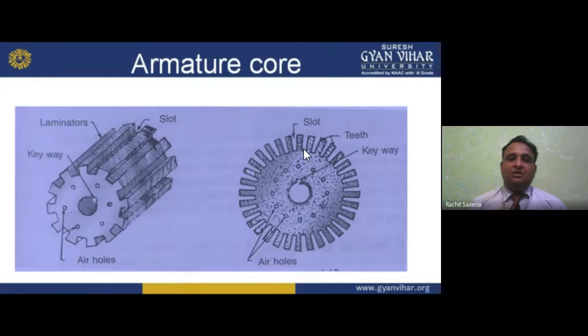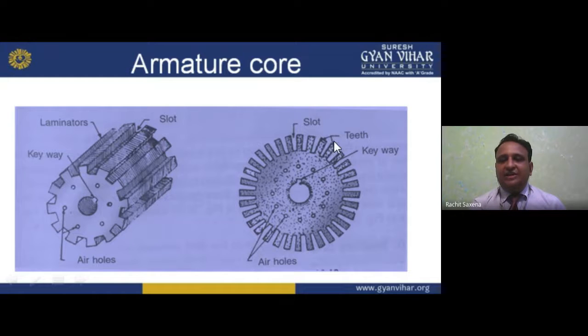Now, this is the armature core. Later on I will talk about this in more detail. See here, this is the armature core. This is the keyway to connect directly onto the shaft, and these are some slots. These are the laminations. Here we have the air holes and the keyway. With the help of this keyway, we can fit this part on the shaft very easily.